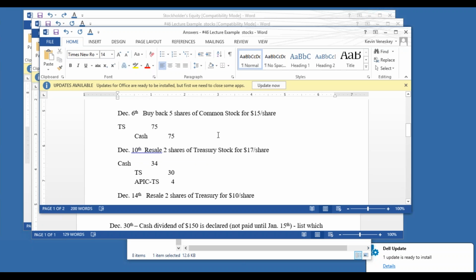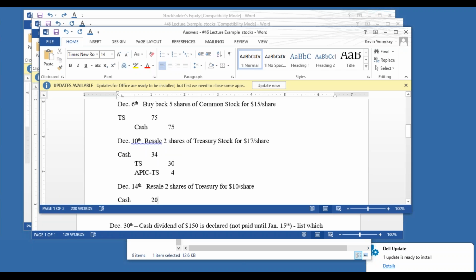Now the last example, I'm going to do it the other way. I'm selling the stock for less than what I purchased it for originally. I originally purchased it for 15. All I could get on December 14th was 10 bucks a share. My debit is still going to stay the same with cash, but I'm going to have a couple more debits to kind of help offset that cash as well. So the cash here, what am I getting? It would be $20, 2 shares at 10 bucks a piece.